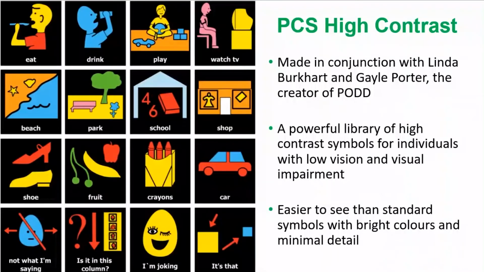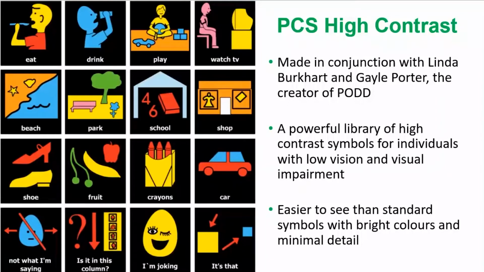And then this was a special project. The High Contrast symbols were a special project as requested by, some of you will be familiar with Gail Porter, who's the creator of Pod. And she and Linda Burkhart worked together. It's not a complete set of symbols. It's about, I think, about 2,000, but it's a powerful library for individuals with low vision and visual impairment. They're easier to see than standard symbols, with bright colors and minimal detail. In fact, I saw a student yesterday who we probably need to be using these symbols with because he has some visual problems.